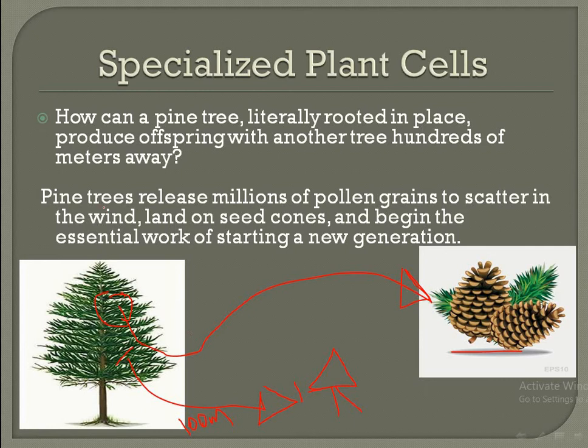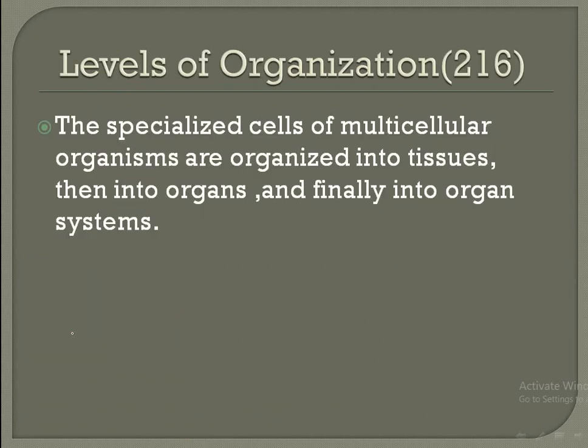That is done just by these plants. They release millions of pollen grains, and these pollen grains scatter in the wind to find the other tree and make the new generation. So that is the specialization of plant cells. Each type of cell in a plant specializes in its task. The multicellular organism is organized first into tissues, then organs, then organ systems.